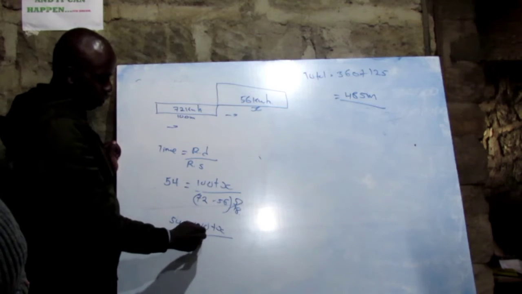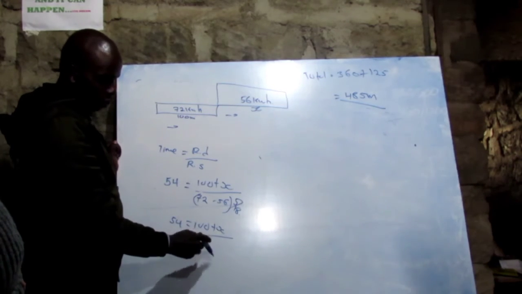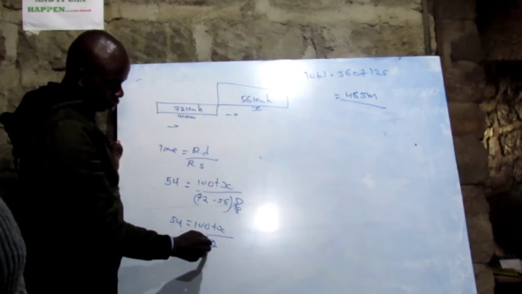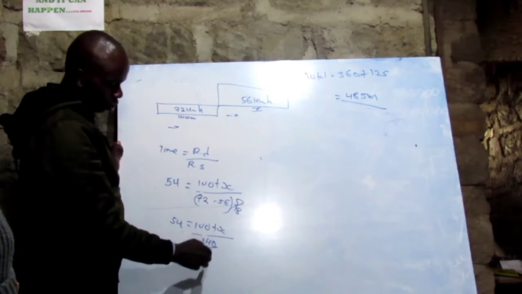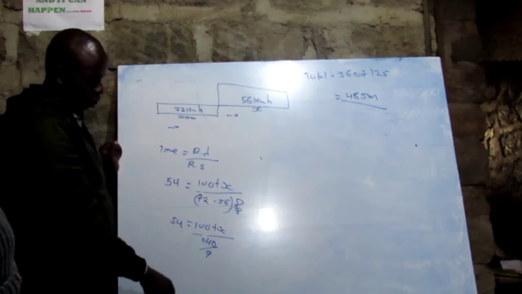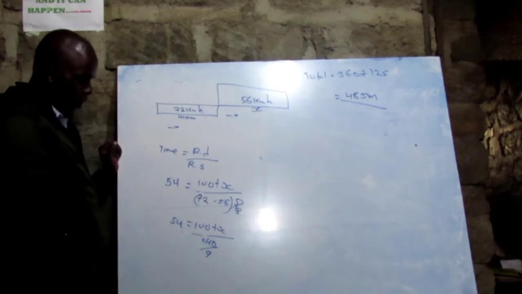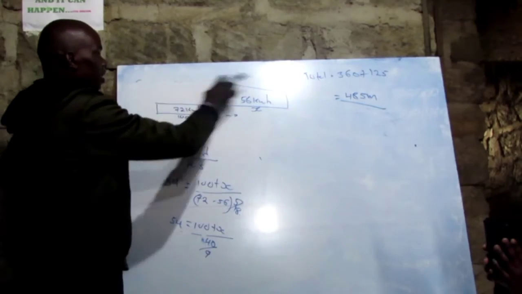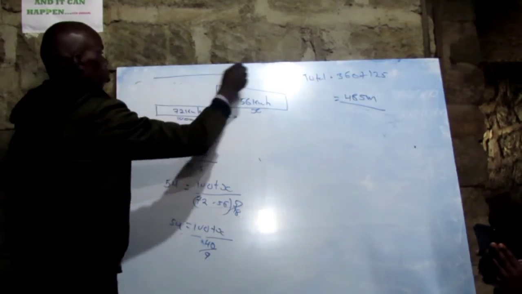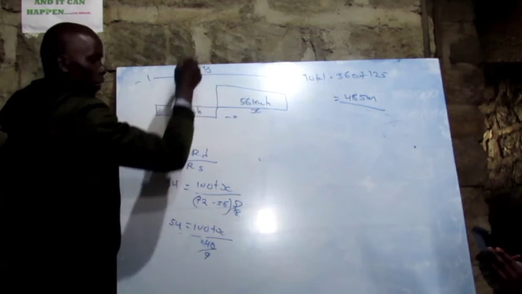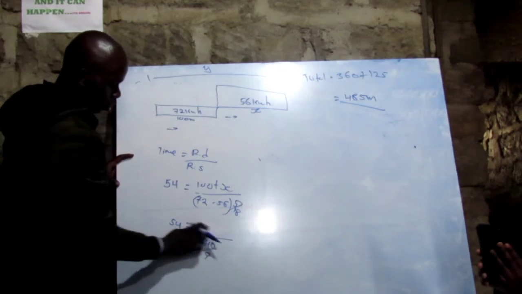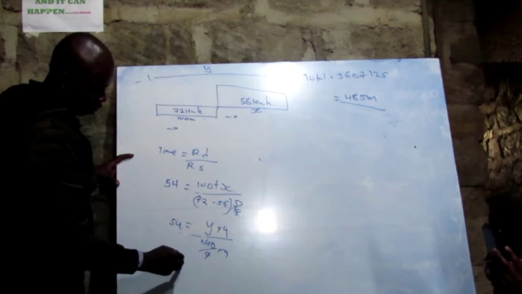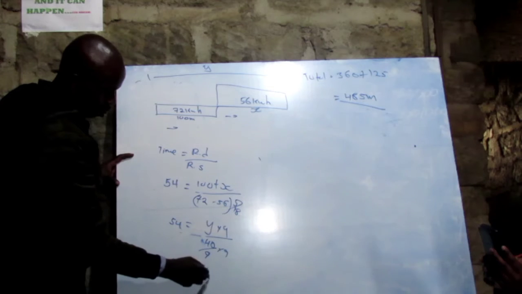4.44? 40 over 9. So the best we can do, we can assume that the whole of this distance, let us give it y. So let us put just y here. So y times 9, it becomes 54 is equal to 9y over 40.